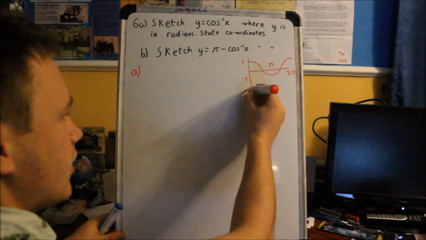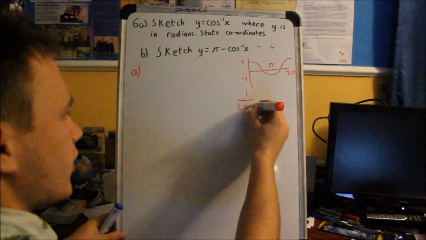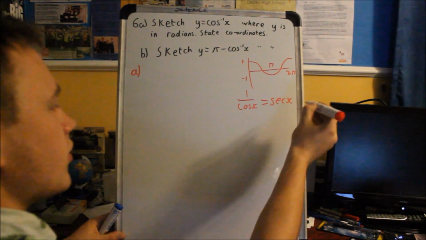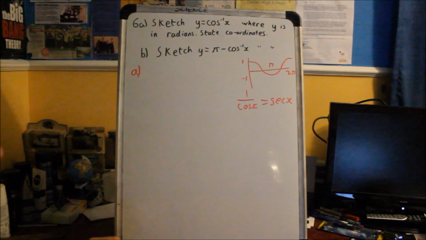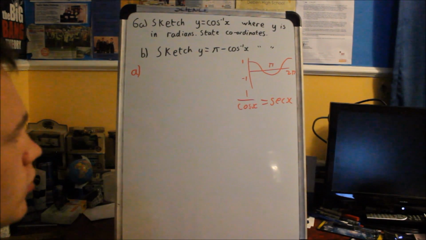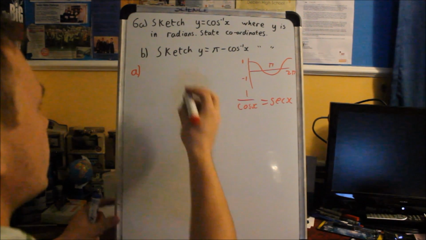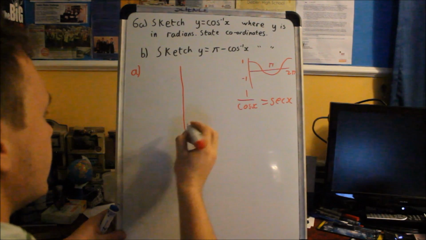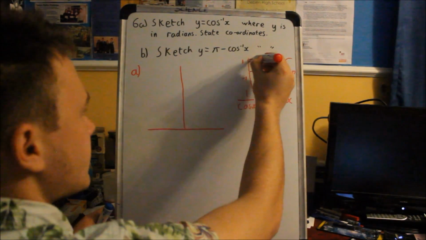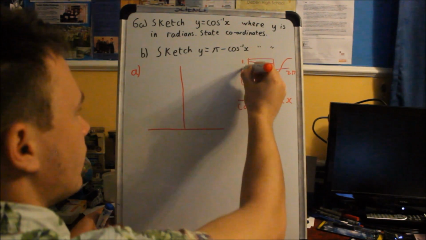Because it's cos to the minus 1, you might think 1 over cos x, which is sec x, and you probably know what sec x looks like, so you might have been tempted to draw the graph of sec x. That wouldn't have been quite right in this case. Cos to the minus 1 does normally mean 1 over, but in this case it doesn't quite mean 1 over cos x. It's just one of those graphs you have to know: that section of the cos graph flipped on its side.